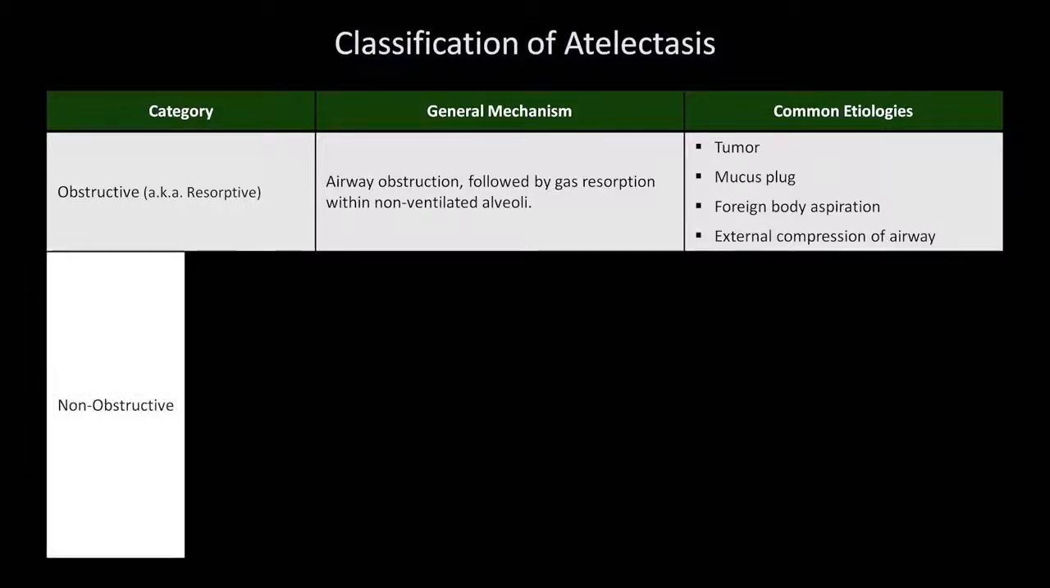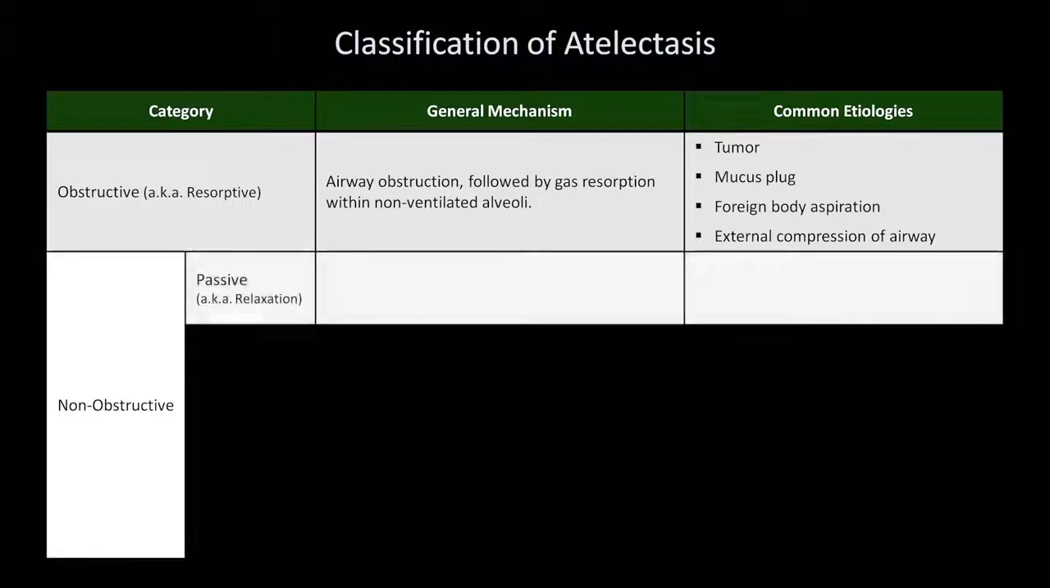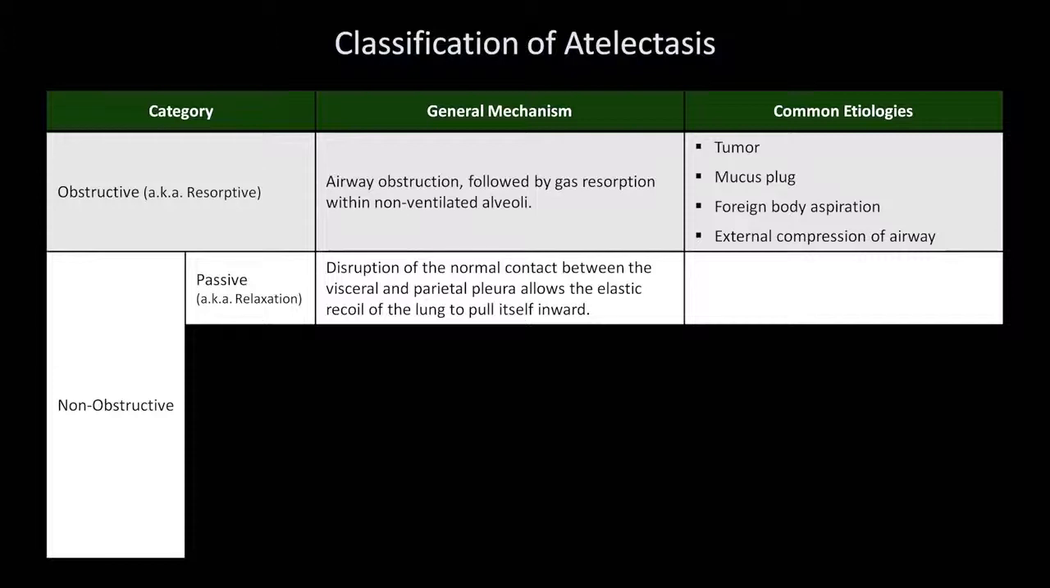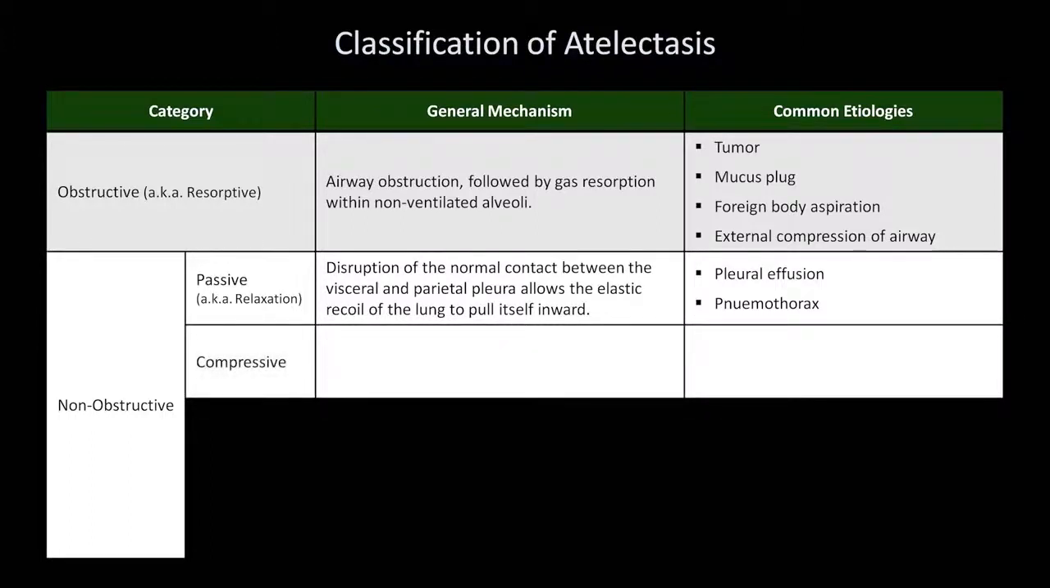Then there is non-obstructive atelectasis, which has four subtypes. Passive atelectasis occurs when there is disruption of the normal contact between the visceral and parietal pleura, which then allows the elastic recoil of the lung to pull itself inward. This is seen in pleural effusions and pneumothoraces. Compression atelectasis is when a space-occupying lesion in the thorax physically compresses adjacent lung. This is seen in large tumors or an elevated diaphragm.